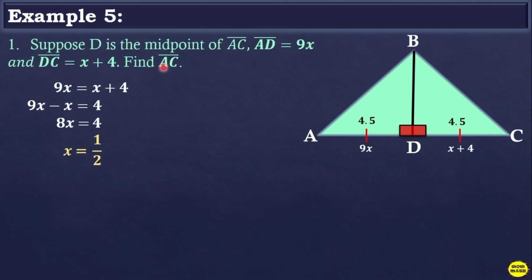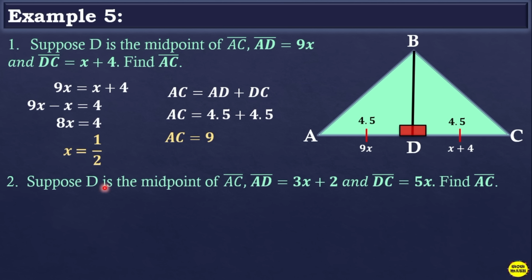Now, tinatanong dito yung segment AC. Para makuha natin si AC, we need to add AD plus DC. Nakuha na natin si AD which is 4.5 at si DC which is 4.5. So, that is equal to 9. So, your AC is equal to 9.